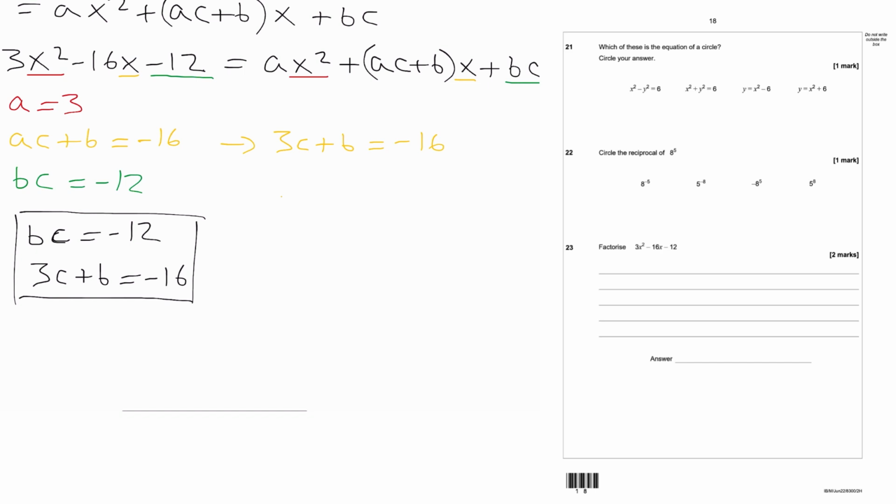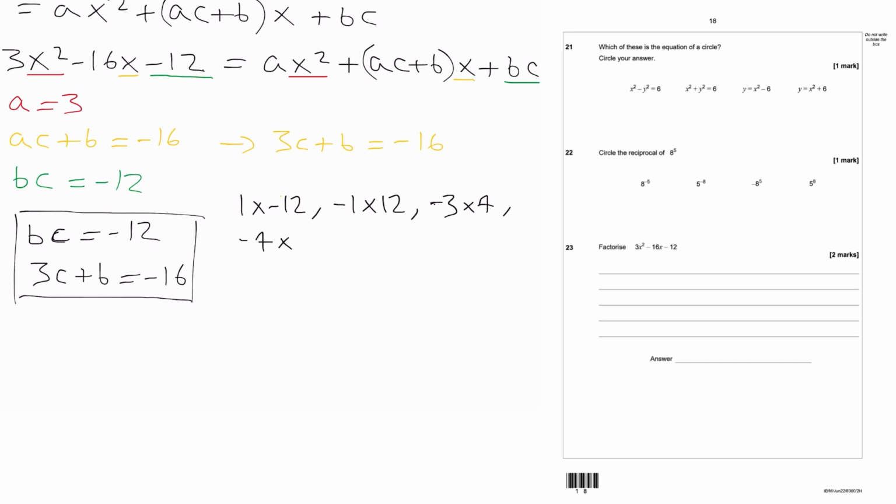What are our integer pairs that multiply to give minus 12? Well, we have 1 times minus 12, I should say. We have minus 1 times 12. We have minus 3 times 4. We have minus 4 times 3. We have 6 times minus 2. And we have minus 6 times 2. So these are our possible combinations. And we just have to find the right one that gives us minus 12 and also minus 16 for 3c plus b. So looking through this, I think I know what the answer is.